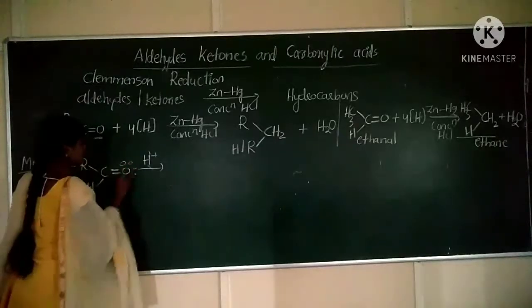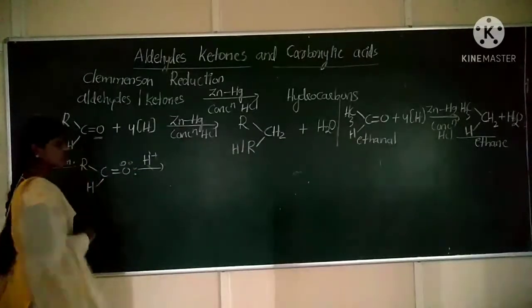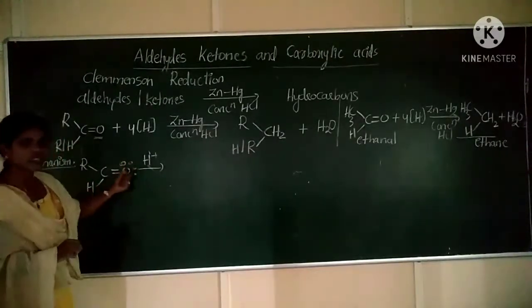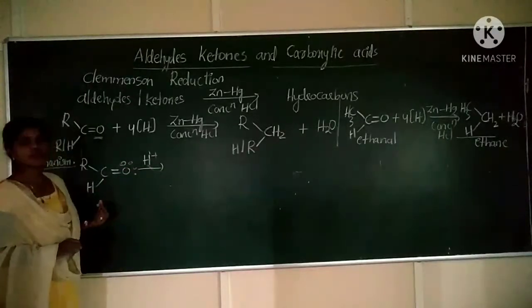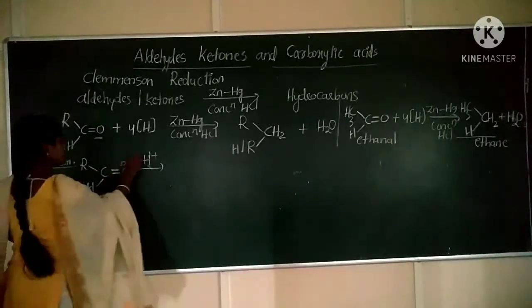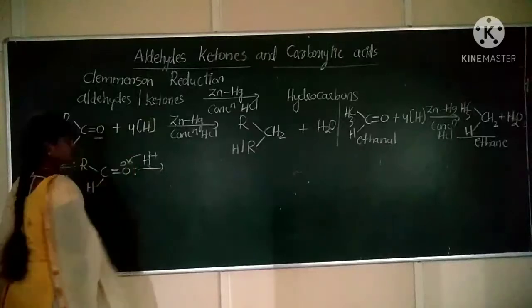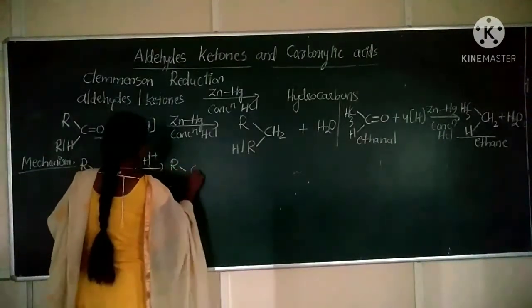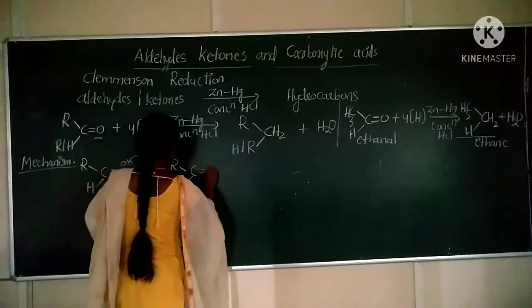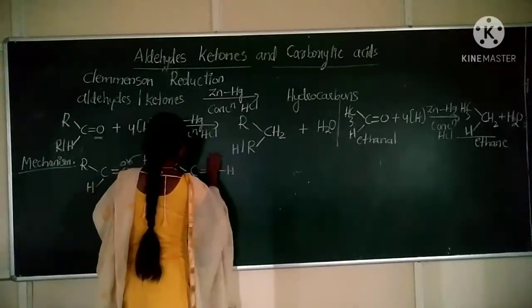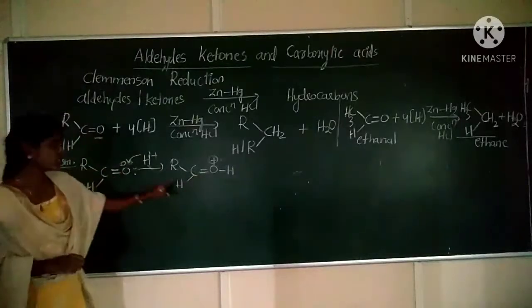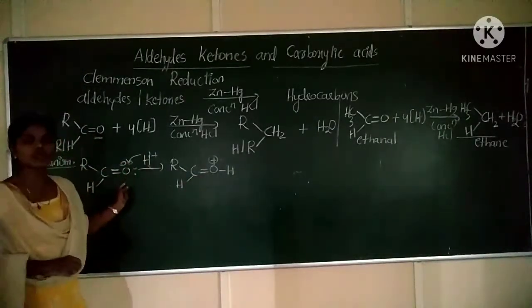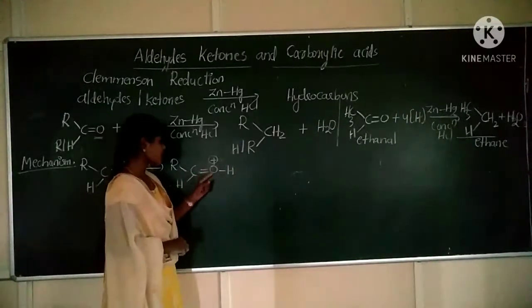Now, oxygen is having a lone pair. Now, these lone pairs will take a proton. So, look at here, we can write R, C, H, double bond O, H. Now, oxygen bears which charge? Positive charge. The charge of the proton is shifted to oxygen.